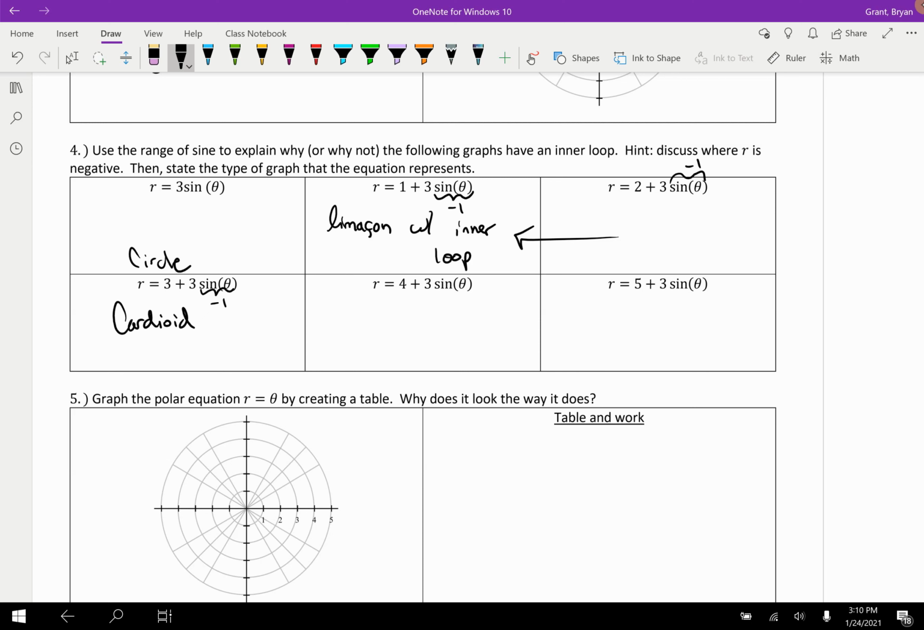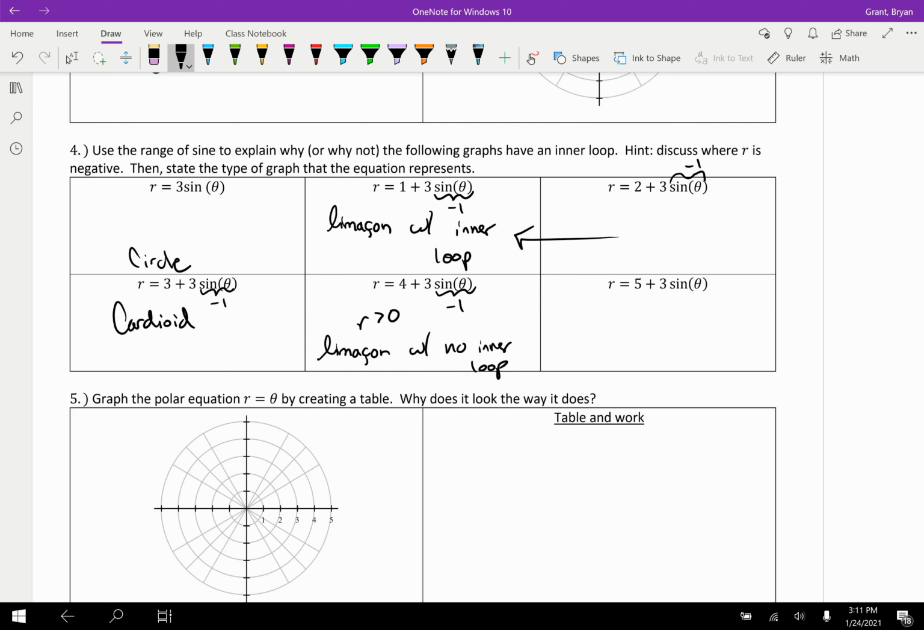And then when we have 4 plus 3 sine of theta, again, the smallest sine can be is -1. 4 minus 3 is still positive. So not only can this r never become negative, r can't even become 0. So r is always greater than 0, and so this is going to be a limaçon with no inner loop.